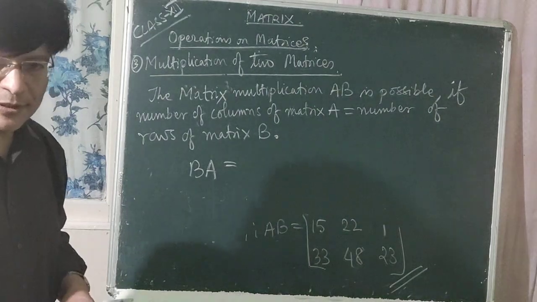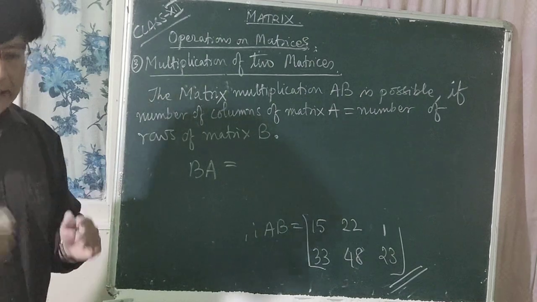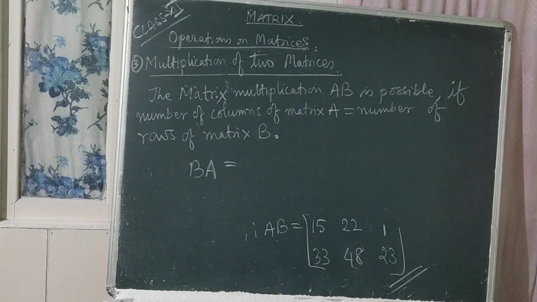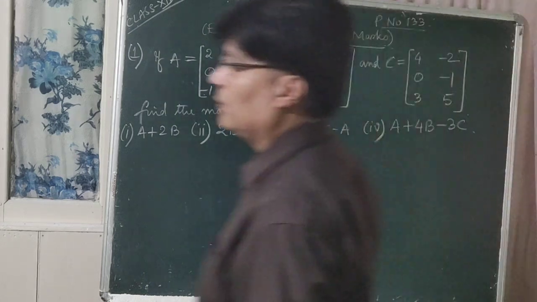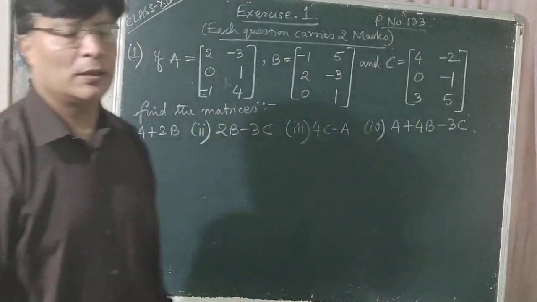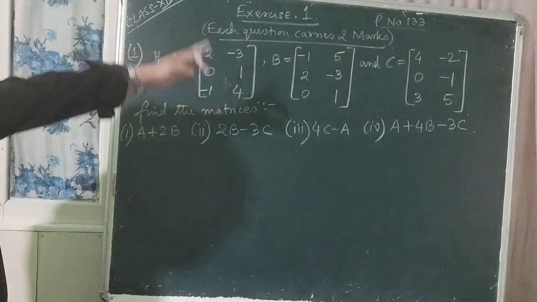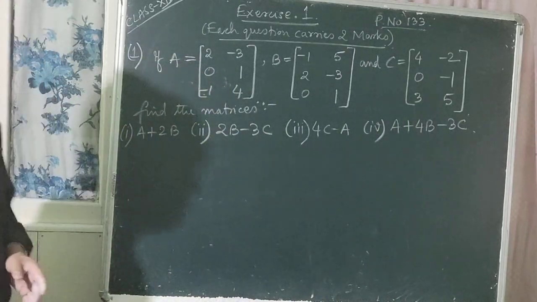So now we'll do some problems. Okay, so these are all the theoretical part. You should know it, so try to understand it. Now we'll do the next problem part. So now we will do some problems from the book Higher Mathematics for class 12 by Sailendra. Okay, that is exercise 1, page number 133, and here also each question carries 2 marks. Let's do question number 1.